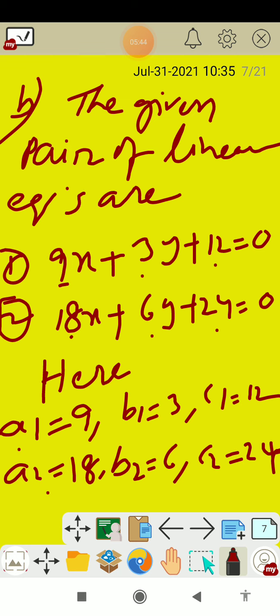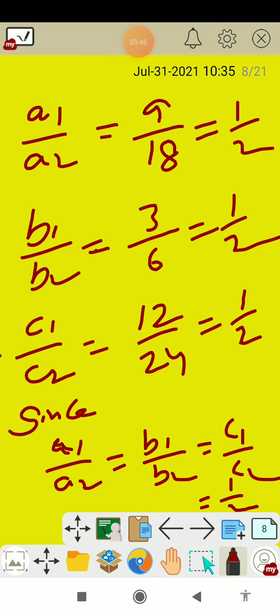So what we have to check is a1 by a2, b1 by b2, c1 by c2. a1 by a2 is equal to 1 by 2, b1 by b2 is equal to 1 by 2, and c1 by c2 is equal to 1 by 2. So these three are equal. That means a1 by a2 is equal to b1 by b2 is equal to c1 by c2 is equal to 1 by 2.